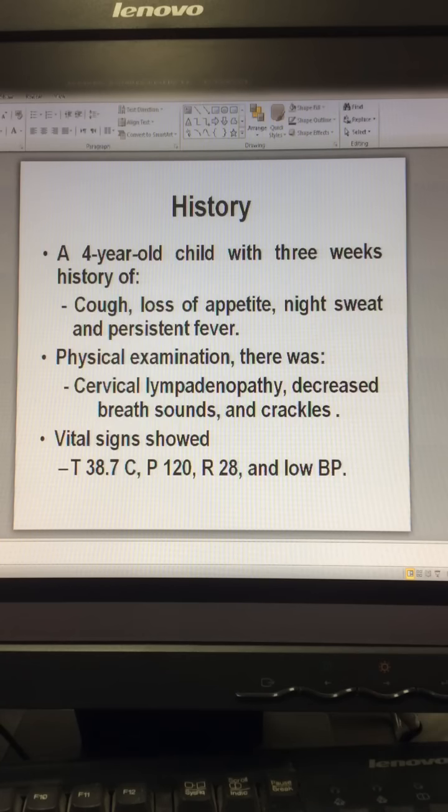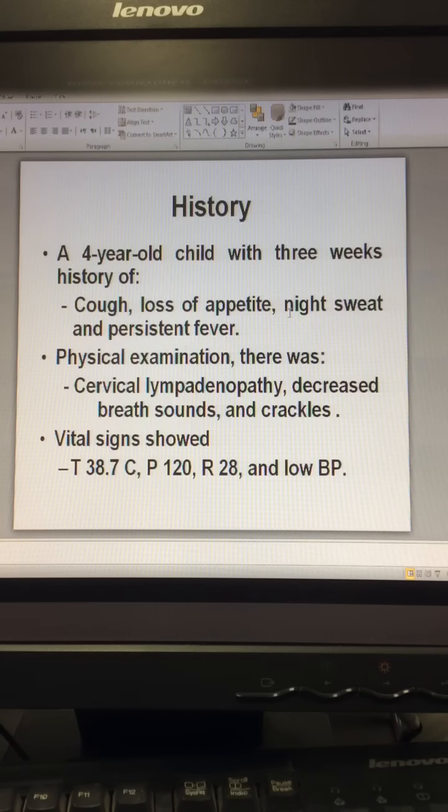Here we have a 4-year-old child presented with a 3-week history. Three weeks means about 20 days, which is a long period, long enough to consider it a chronic process rather than an acute process. The complaint of this patient is cough, loss of appetite, night sweats, and persistent fever. Fever and night sweats are suggestive of an inflammatory process.